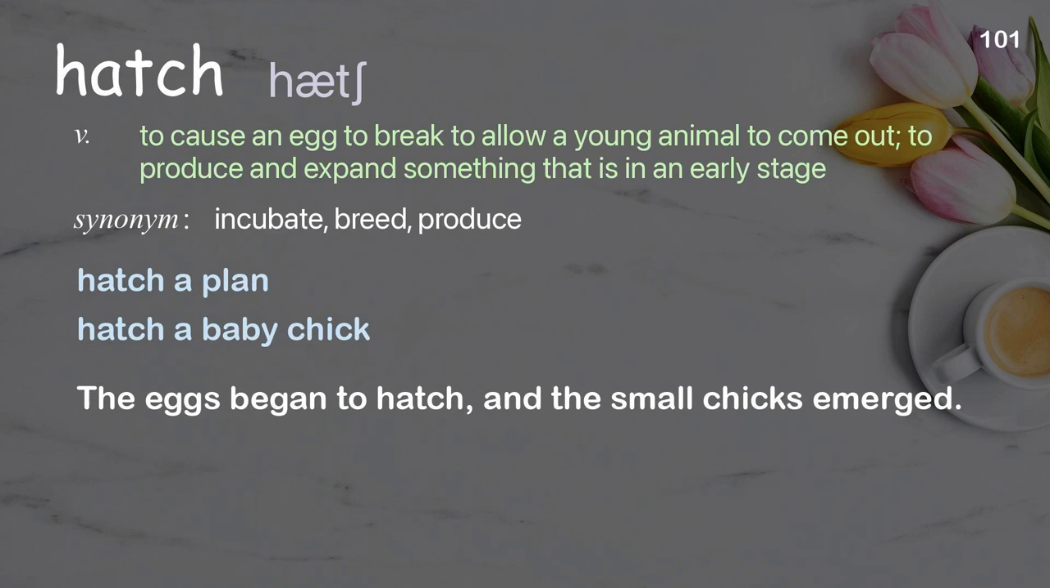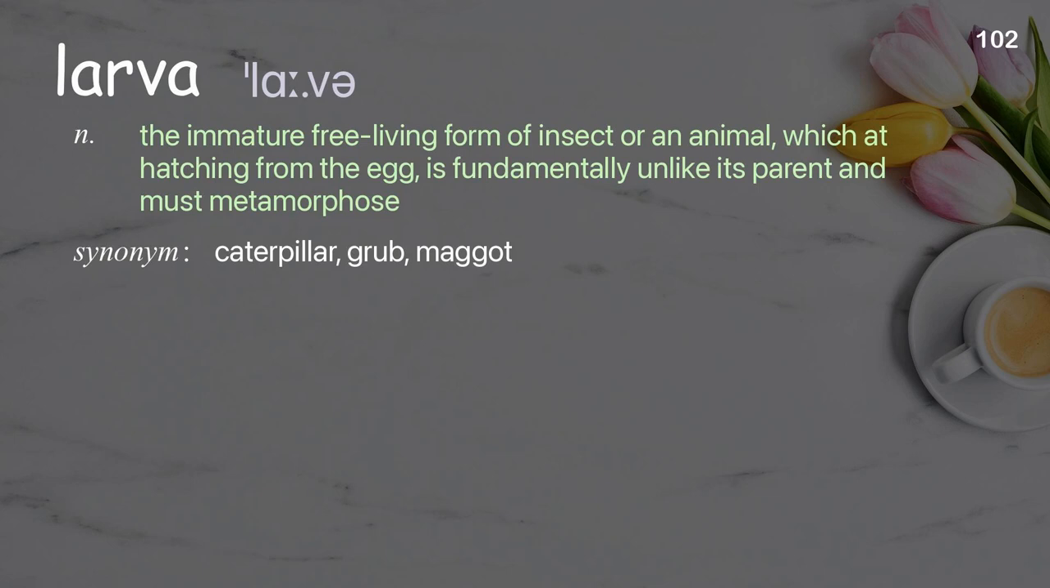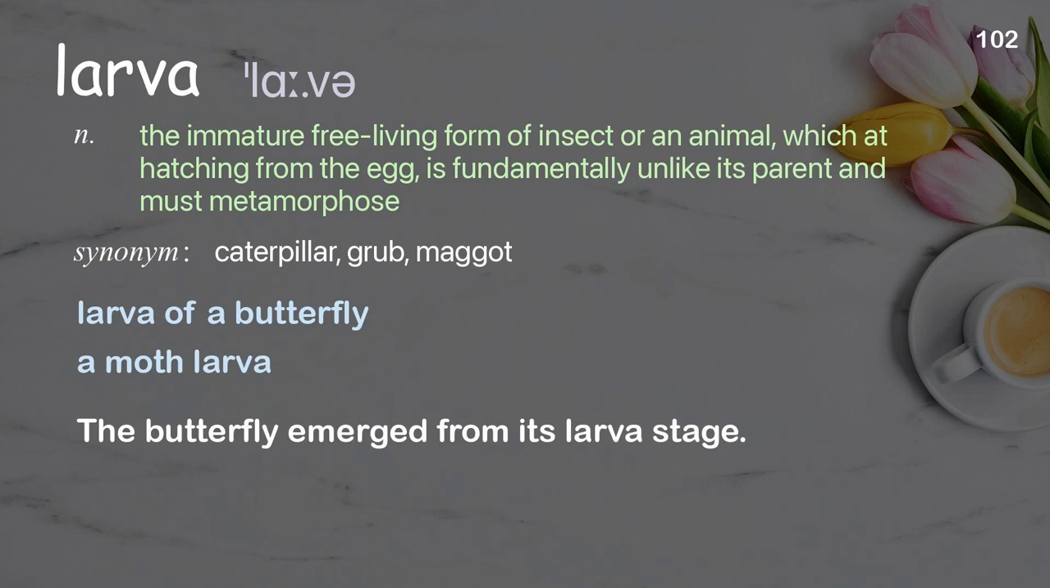Larva. The immature free-living form of insect or an animal, which at hatching from the egg, is fundamentally unlike its parent and must metamorphose. Examples: larva of a butterfly, a moth larva. The butterfly emerged from its larva stage.